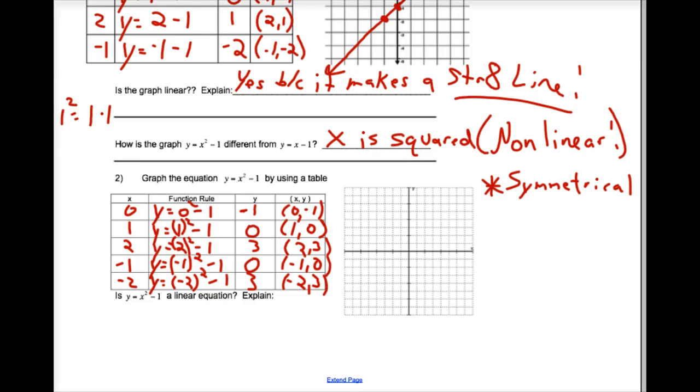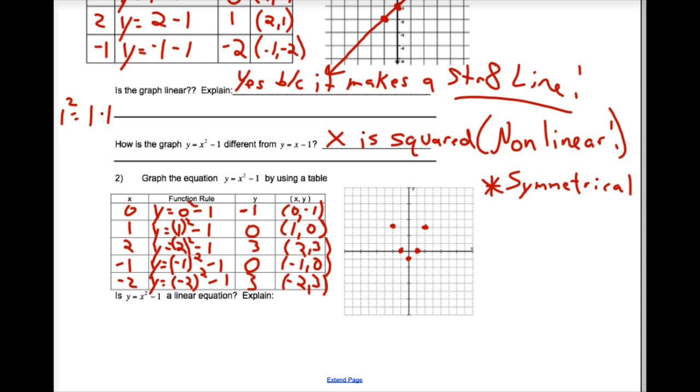All right, let's graph the points and watch what happens. 0, negative 1. We know that down there on the y-axis. The point 1, 0, right there on the x-axis. 2, 3. Oh, look at it, guys. They don't line up. It's like Billy said, it's a curve. It does make a curve. Negative 1, 0. Does that point look symmetrical from the point to the right of it? And watch what happens with the negative 2, 3. It's symmetrical. Guys, this shape is going to be symmetrical around the y-axis.